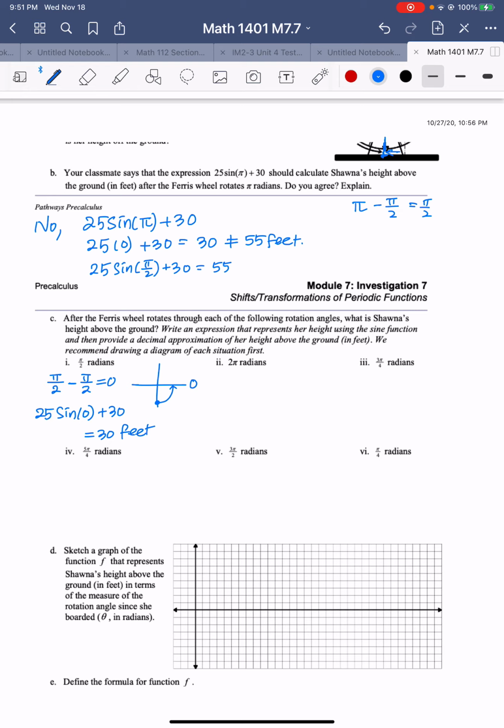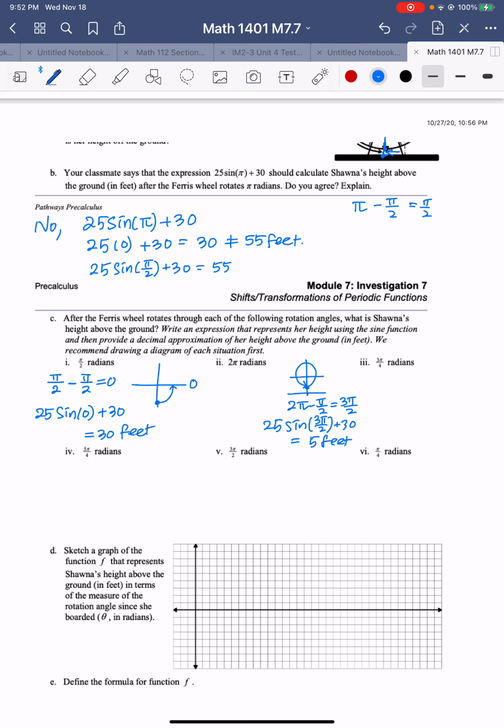Now 2 pi radians, which means she's starting from negative pi over 2 and then goes back to here. That's the 2 pi radian rotation, so she goes back to the original place. So 2 pi subtract pi over 2 becomes 3 pi over 2. If you plug in 25 sine 3 pi over 2 plus 30, sine 3 pi over 2 is negative 1. So negative 1 times 25 is negative 25, plus 30 is 5 feet, which is the ground.